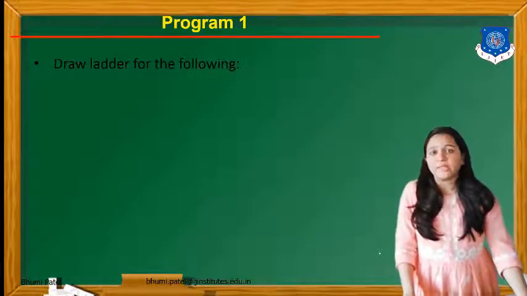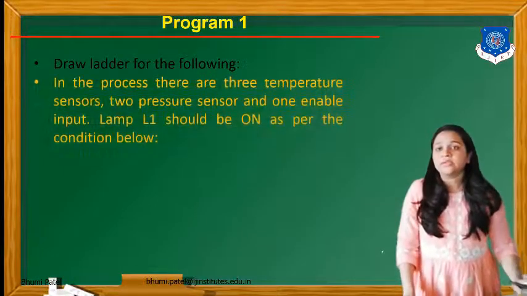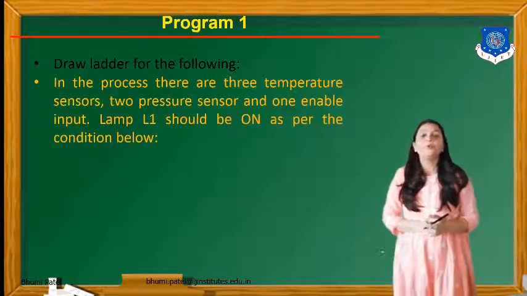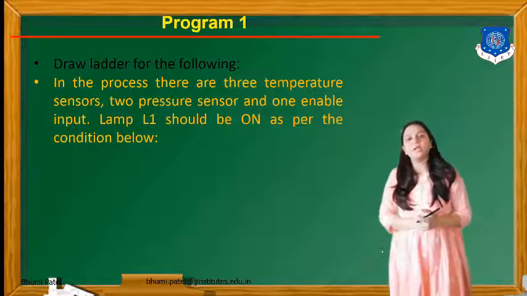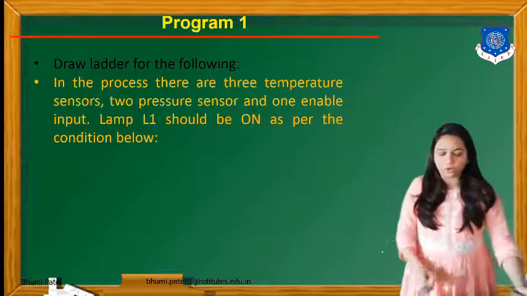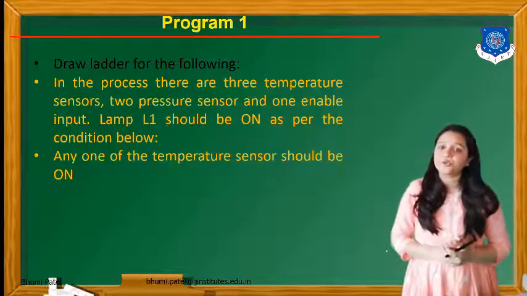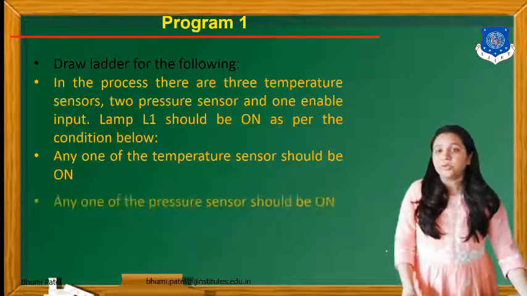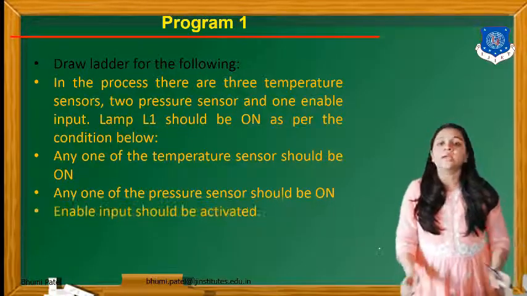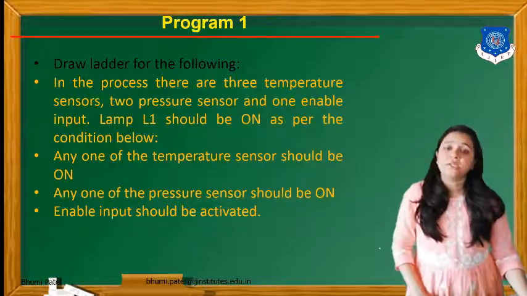So the first program is: draw the ladder for the following, and the equation is given. In the process there are 3 temperature sensors, 2 pressure sensors and 1 enable input. Lamp L1 should be on as per the condition below. What conditions are given? Any one of the temperatures should be on. Next, any one of the pressure sensors should be on. And the third condition is that the enable input should be activated. So we will draw the ladder diagram using these instructions.